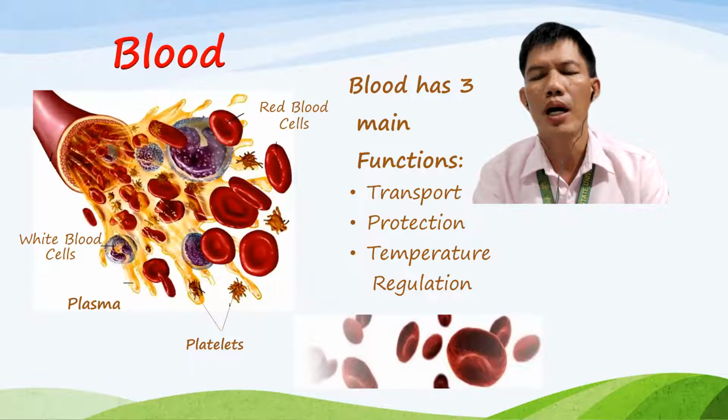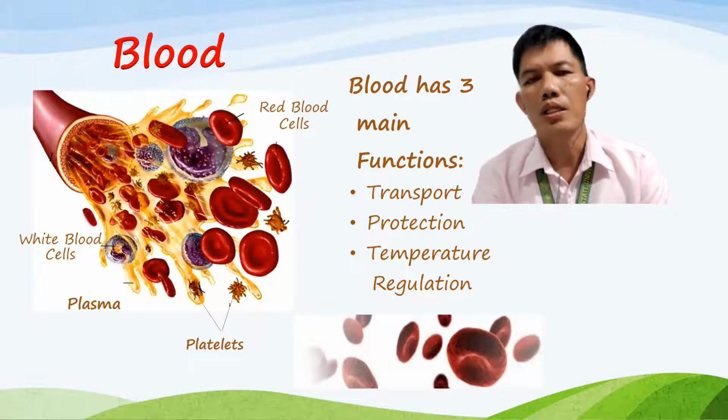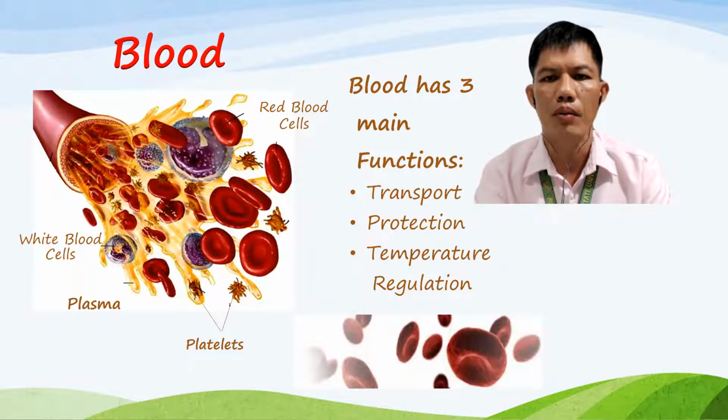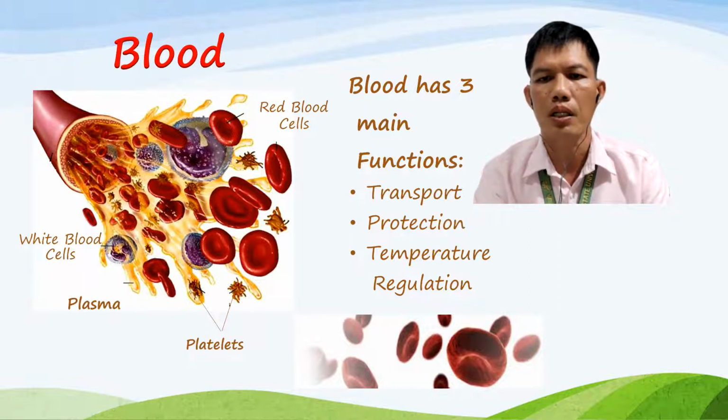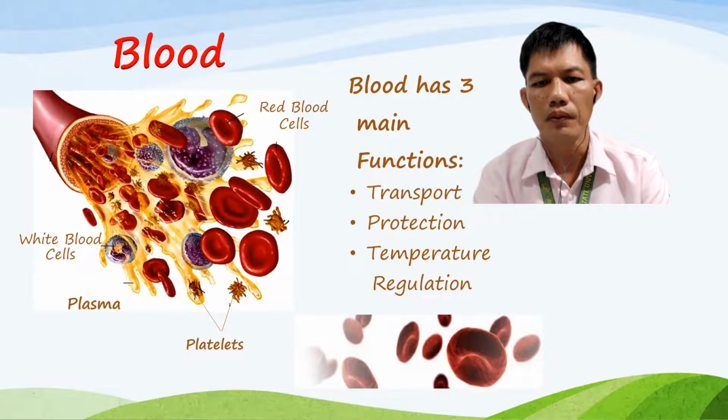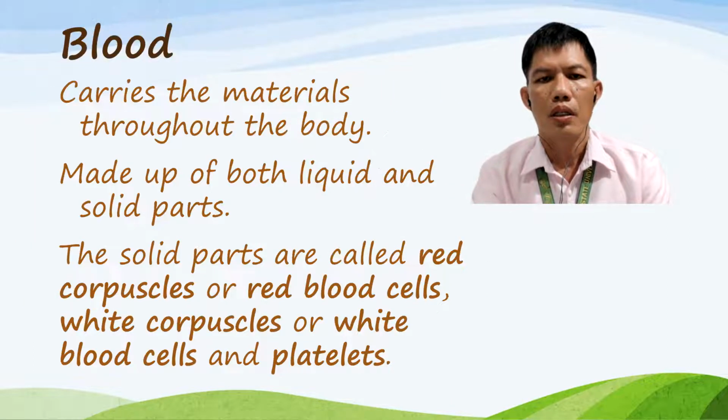Okay, let's go to the blood. We have discussed the heart, we have discussed the blood vessels. Now the last, we will discuss the blood. The blood has three main functions. It transports, it protects, and it regulates temperature. The blood contains the red blood cells, the white blood cells, the plasma, and the platelets. The blood carries materials throughout the body, and it is made up of both liquid and solid parts.